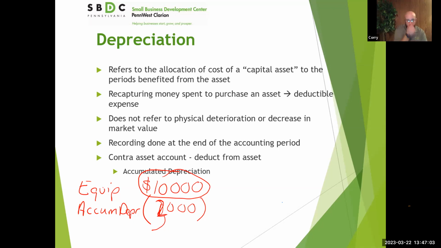Now, I won't get too detailed, I don't want to lose you too much here. When you go to sell this piece of equipment, if it says 10,000 and the accumulated depreciation says 3,000, and yet you sell it for 9,000, 10 minus 3 equals 7,000. You're going to have to pay capital gains on the difference between 9,000 and the 7,000.